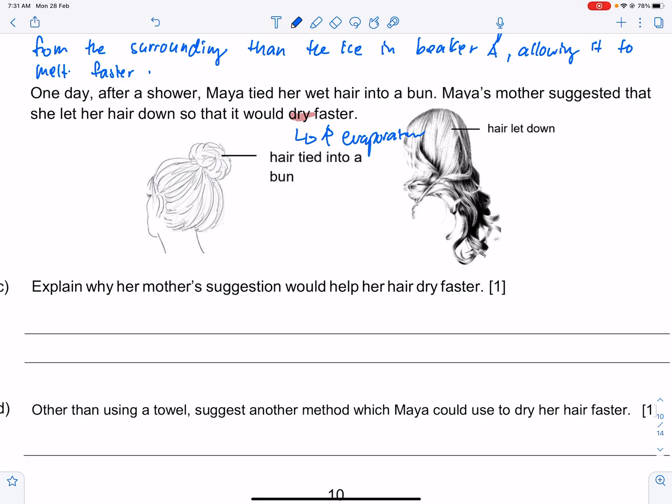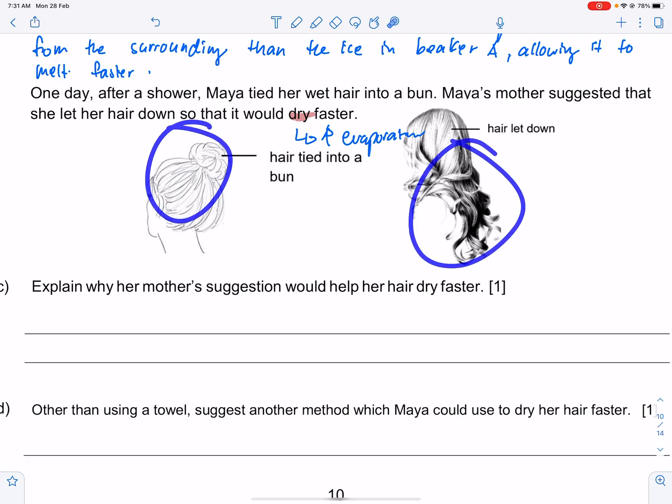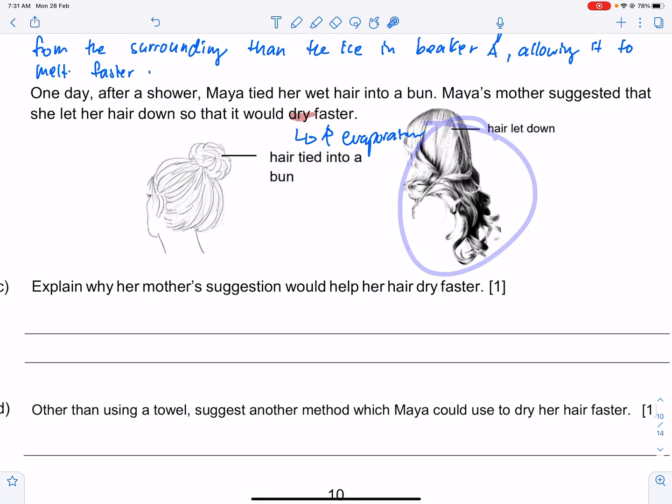So how do you increase rate of evaporation? Any of the three factors, WET. So obviously the difference between these two is increase in exposed surface area. So with that, your hair will actually dry faster, because now the water in the wet hair will have a greater exposed surface area to gain heat faster and therefore evaporate faster.